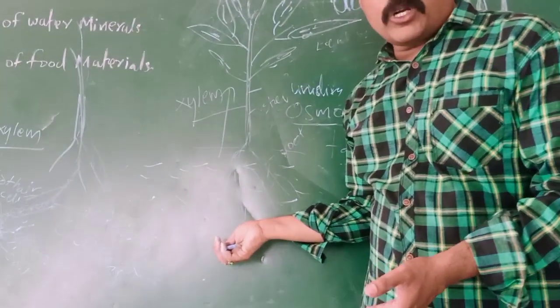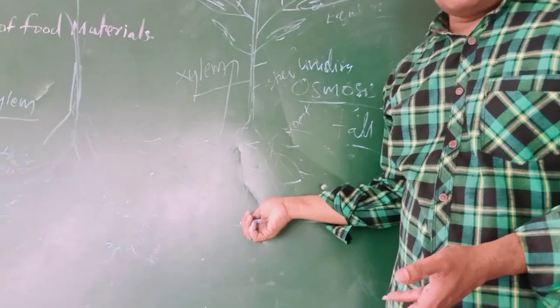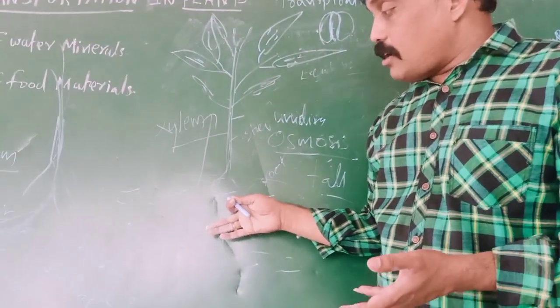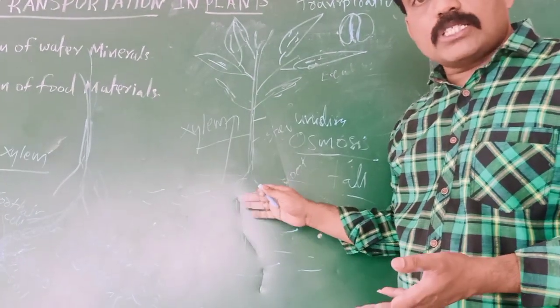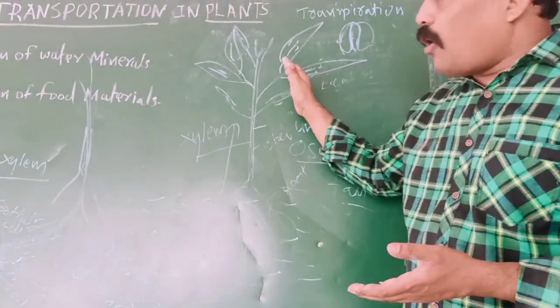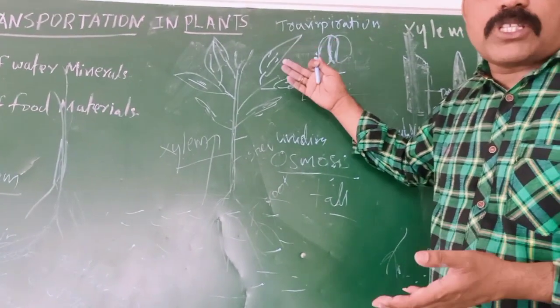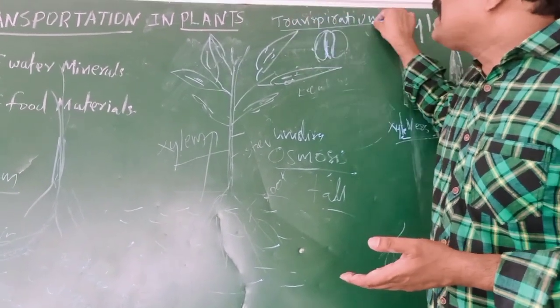Actually, here no motors are there. Motor pumps are not there for pumping the water from downward to upward. Osmotic pressure is sufficient for small plants, but in tall plants it is not sufficient. What is required? Some other process is required. That process we call transpiration.